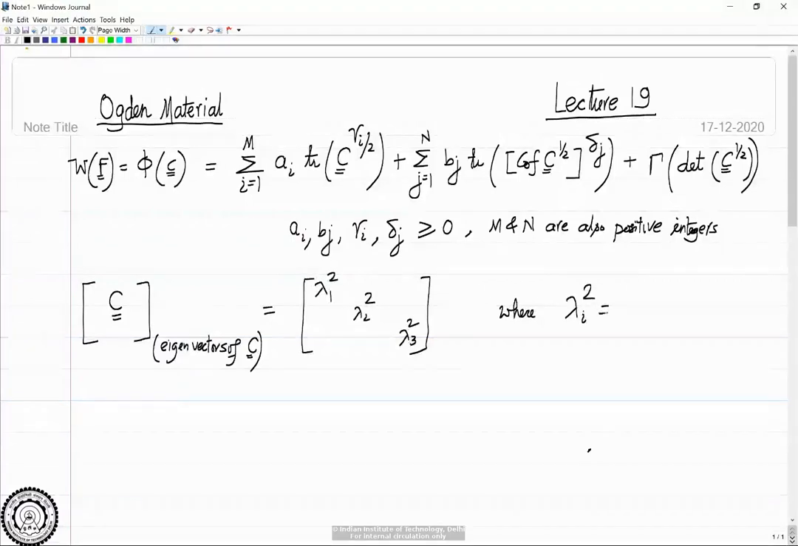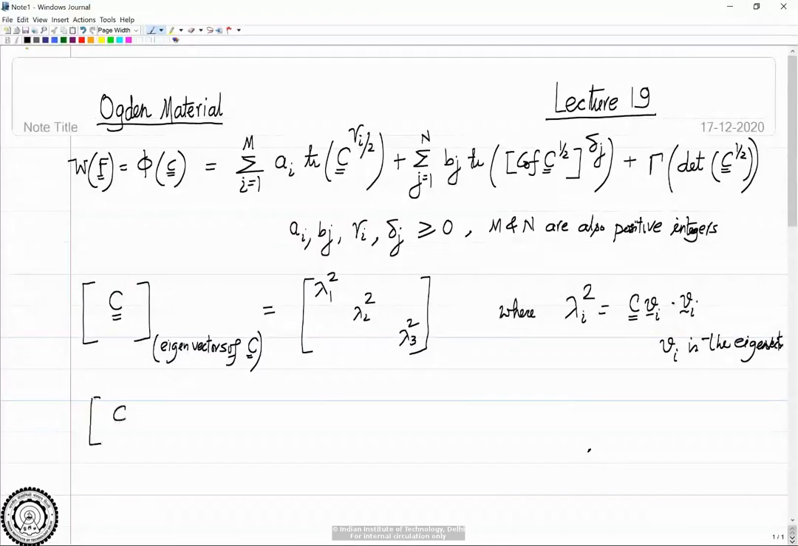lambda_i squared is simply C times v_i dot with v_i, isn't it? Where v_i is the eigenvector. So it's the stretching squared of a line element in the direction of the eigenvector v_i. Okay, so in this coordinate system, what will be C to the power half? The matrix of this is then simply diagonal lambda 1, lambda 2, lambda 3, right?